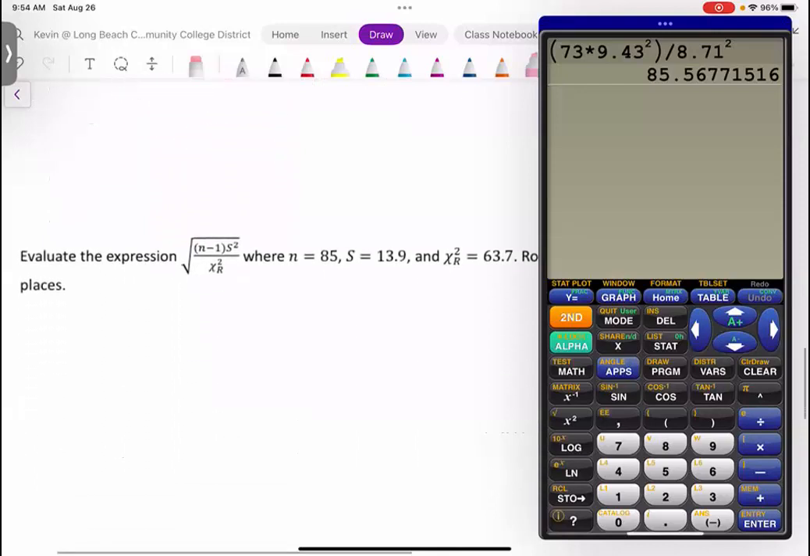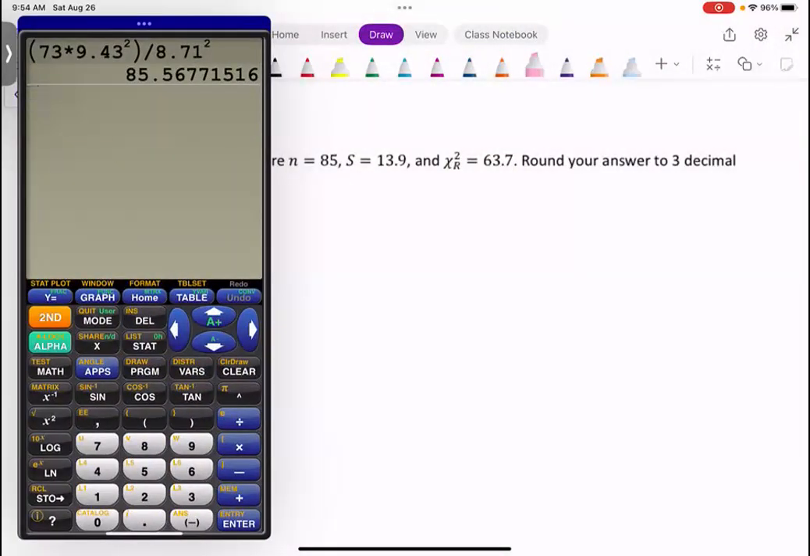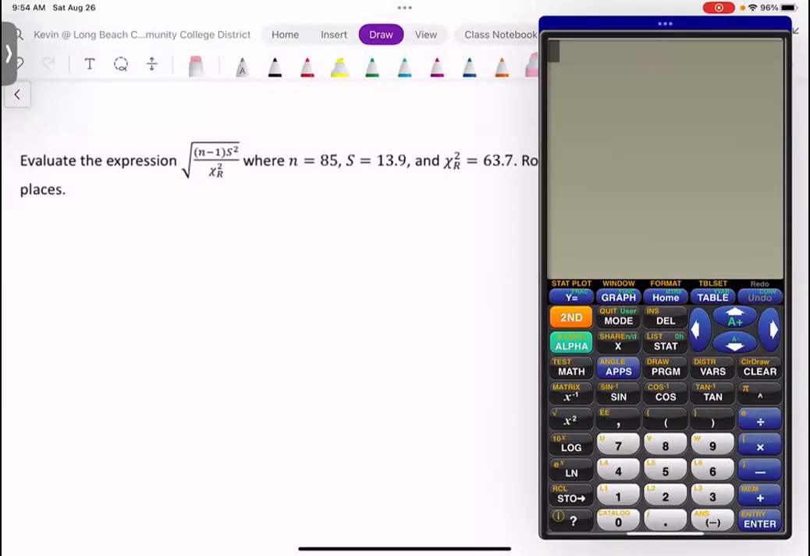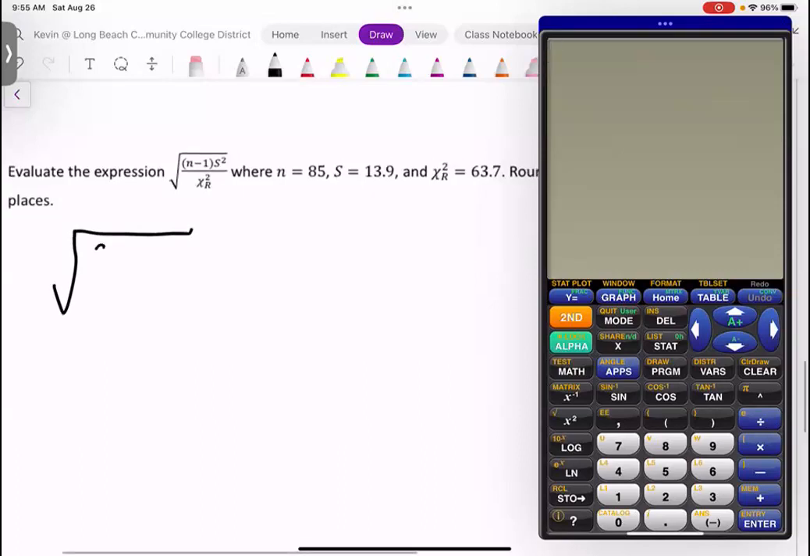And for our last one, we have an expression, the square root of n minus 1 times s squared divided by, now that's chi-squared to the right. And you'll learn what all this means in class. But for now, it says to round it off to 3 decimal places. So let's do that. Take the square root, n minus 1, which n is 85, so I'm just going to put 84, times s squared, which is 13.9 squared, divided by chi-squared to the right is 63.7. Let's throw that in our calculator here, square root.